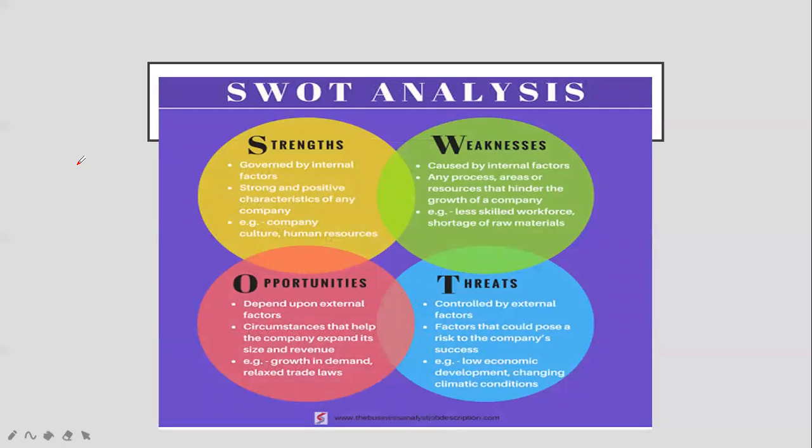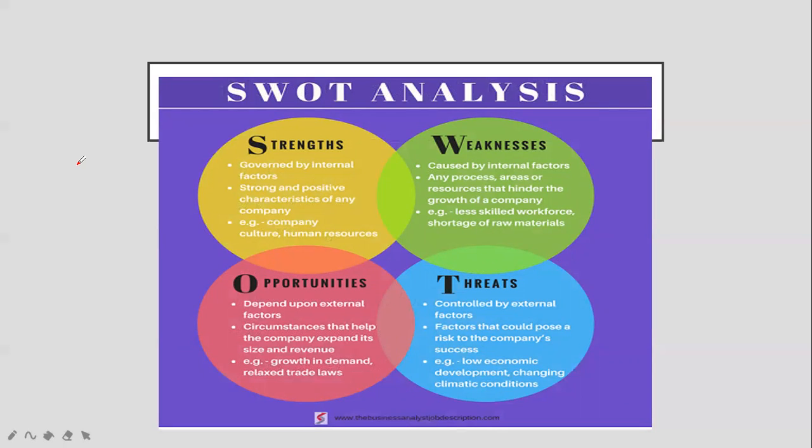Next is for the weaknesses. Weaknesses caused by internal factors. So internal factors ni siya kung unsa ang inyuhang mga process or areas or resources that hinder the growth of a company. Like for example, less skilled workforce. So katong mga minus ang ilahang skilled. And then shortage of raw materials. So like for example, if you have a vast demand of your product and then dili kaya sa imong raw materials, so that is one of your weaknesses.